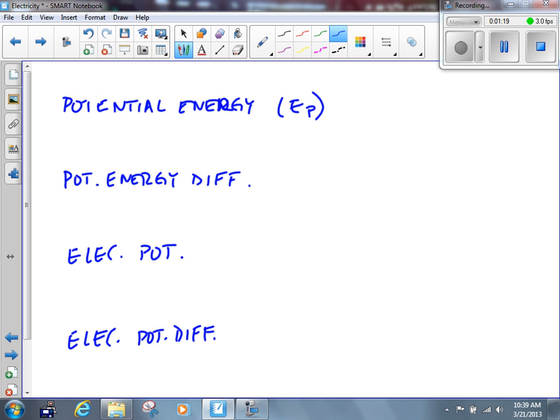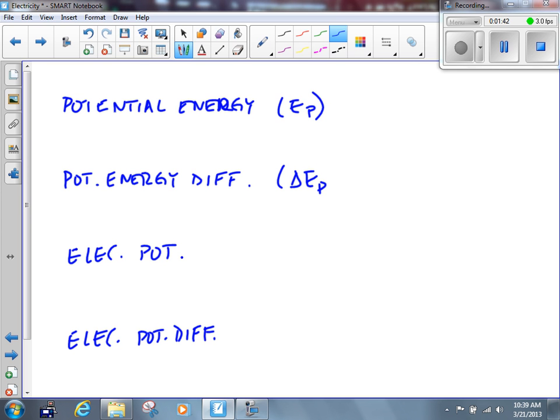Now, the potential energy difference is just simply the difference in the amount of electric potential energy. So we've got two charges. In this situation, we've got a certain amount of electric potential energy. When we move them closer together or further apart, we've got a different amount of potential energy. The potential energy difference is the difference in energy between those two situations.